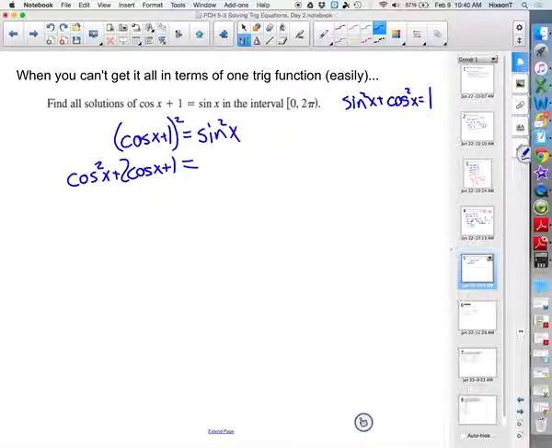What can we do with the right side? 1 minus cosine squared. We can make it into a cosine. Now we're back. We have everything in terms of one trig function. We can get it equal to 0, factor, get our answers. So, go ahead and finish that one. Get it equal to 0, factor it, get your answers.